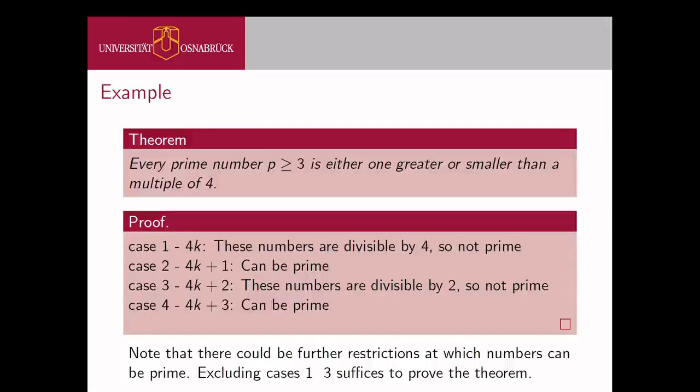Now, these numbers can be prime, but perhaps they're not. This doesn't matter. The point is that we have eliminated case 1 and 3. This means that the only types of numbers which are left for prime numbers are 4k plus 1 and 4k plus 3. At this point, it's maybe possible that there are no primes of the form 4k plus 3, but this doesn't matter because we have definitely restricted all the primes to this, and this proves our theorem, just by exhausting all possible cases of having a relationship with 4k, with being a multiple of 4.